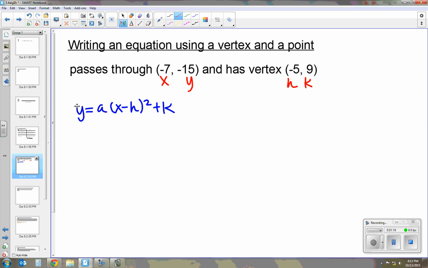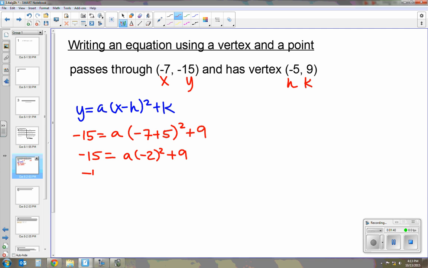So our y is negative 15. We don't know the value of a. We're going to solve for a. X is negative 7 minus h, so plus 5, squared, plus k, 9. Let's simplify and solve for a. Negative 15 equals a times negative 2 squared plus 9. Negative 15 equals 4a plus 9. Subtract the 9. We get negative 24 equals 4a. A equals negative 6.